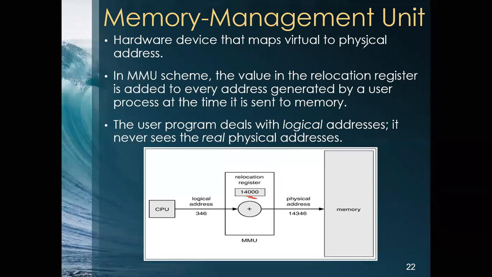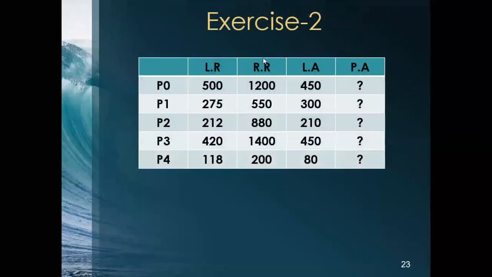Like in this example here, LR, RR, LA. What does all this mean? So this is process 0.